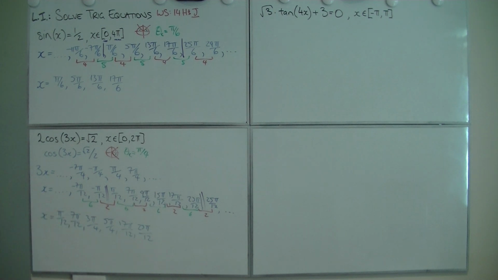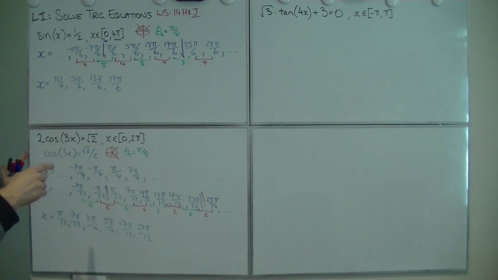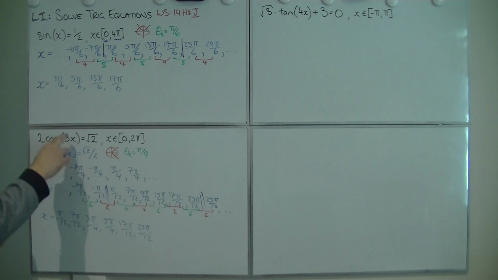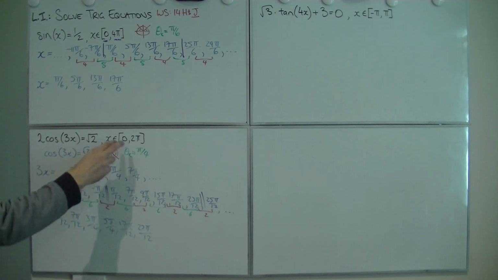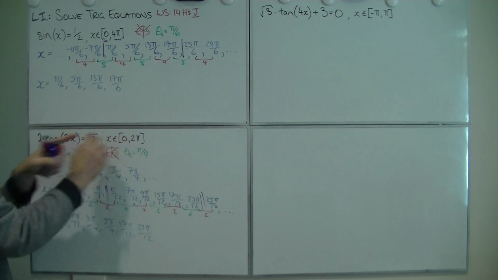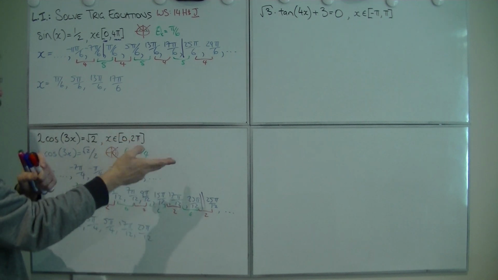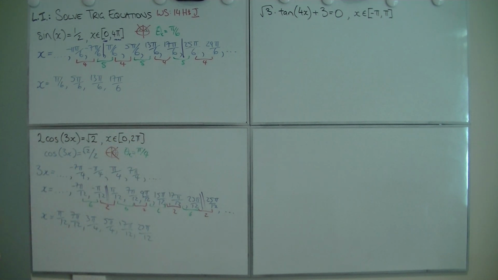Now there are ways to know how many solutions you'll end up with before you even start. In this case, we had 3x, so that means you'll get through 3 times as many cycles as normal. The normal would be 2 pi, so normally I'd get through 2 in 2 pi. This is going to happen 3 times as quickly, so I'll get through 3 times as many. 3 by 2, 6. So that's the quick way of doing it.